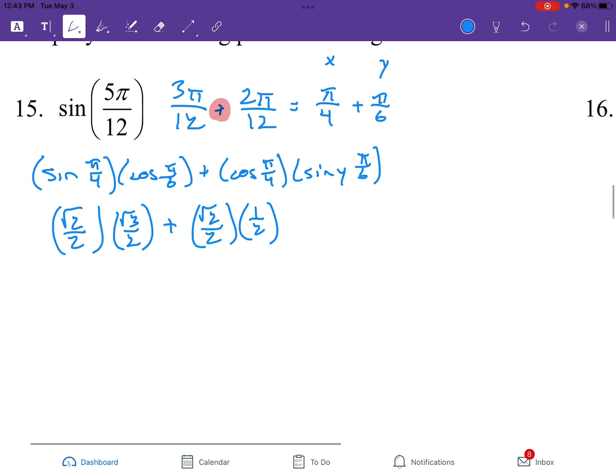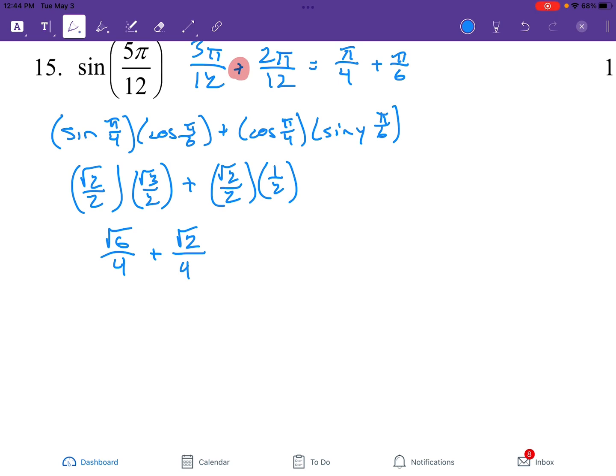Now we just multiply. Root 2 times root 3 is root 6. 2 times 2 is 4. On the other side, root 2 times 1 is root 2. And 2 times 2 is 4. Now we can combine the like terms because they both have a denominator of 4. So we have root 6 plus root 2 over 4. And there's your answer.